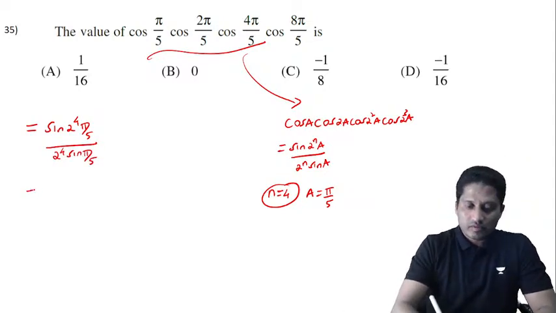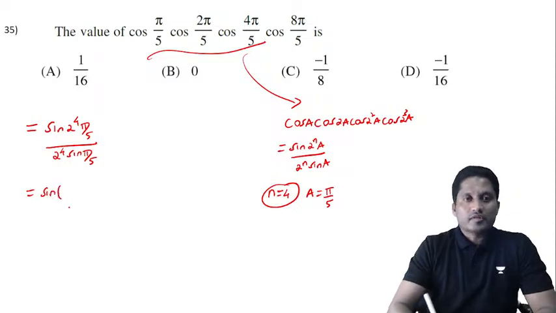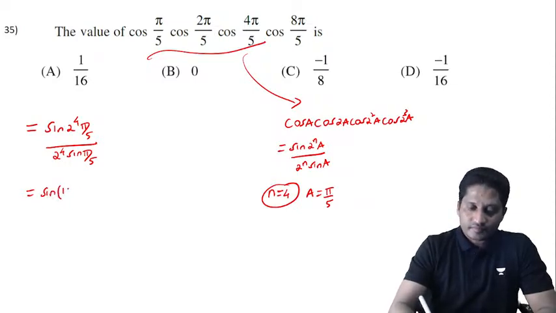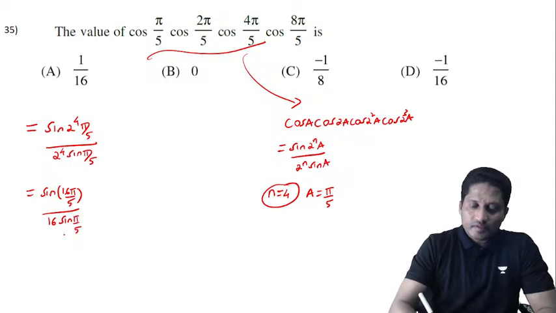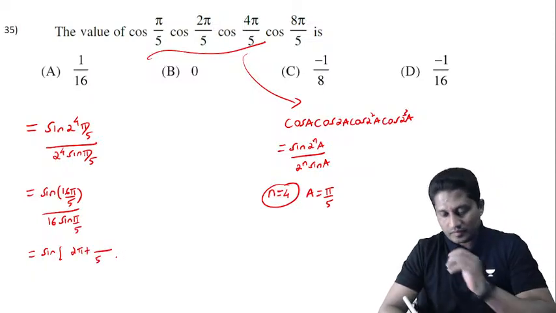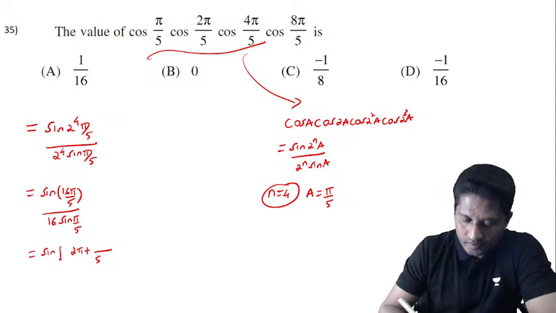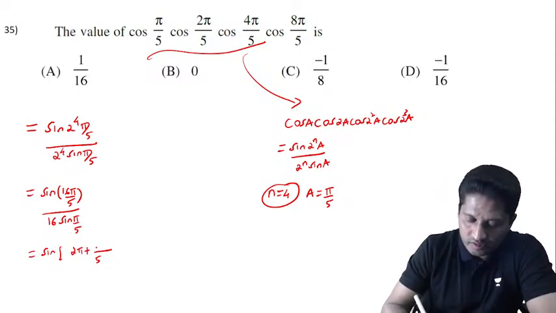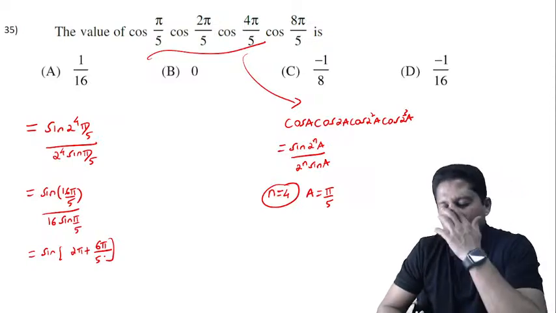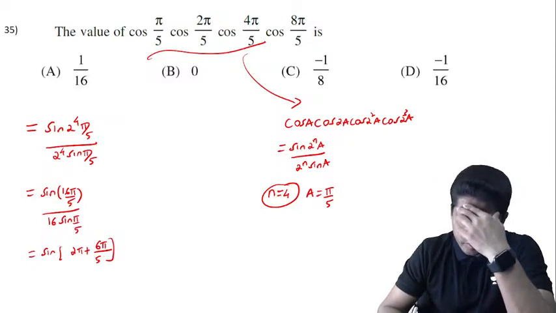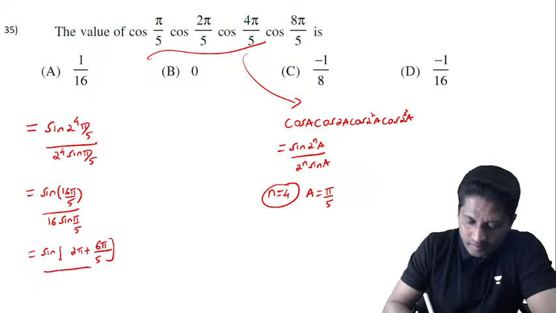Now this is equal to sine of 2 power 4, which is 16, 16 pi by 5, divided by 2 power 4, which is 16, into sine of pi by 5. Okay, now this is equal to sine of 2 pi plus pi by 5, with LCM 5. If you cross multiply, you get 10 plus 6, so this is 16 pi by 5. If I take 2 pi, it will be 20 pi by 5, no, it's a big number.